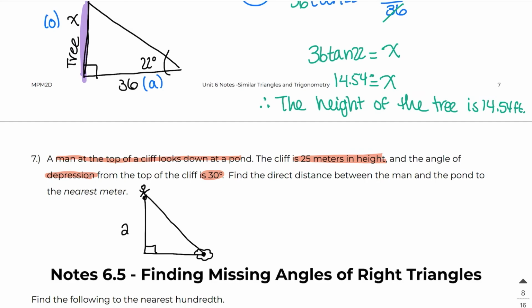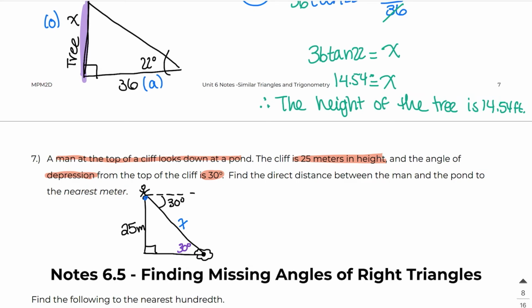It says the cliff is 25 meters in height, so I can label this as 25 meters. And the angle of depression from the top of the hill is 30 degrees. So I know that this right here is 30 degrees. Find the direct distance between the man and the pond to the nearest meter. So right here, I know that I want to find the distance from the man directly to the pond. So that is the value that I'm trying to find. If you notice, this 30-degree angle is not inside of my triangle, but I do see that I have the Z pattern, or alternate interior angle. So I can also say that this is 30 degrees.